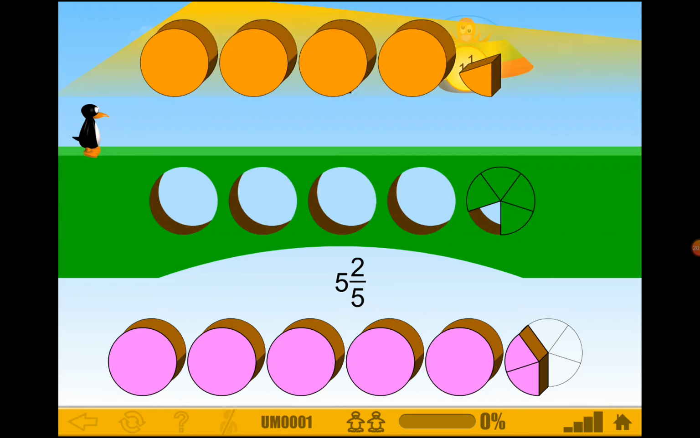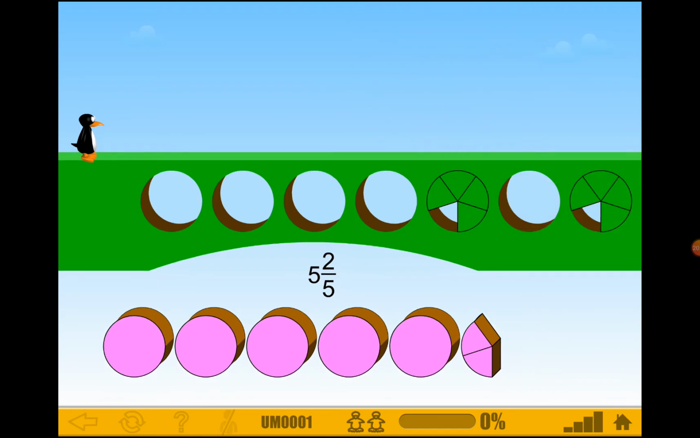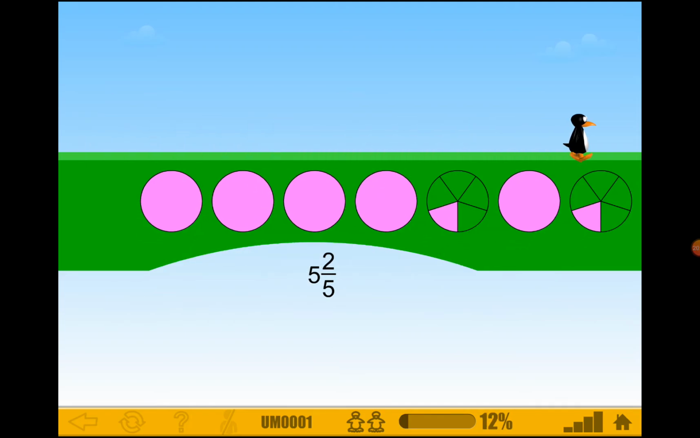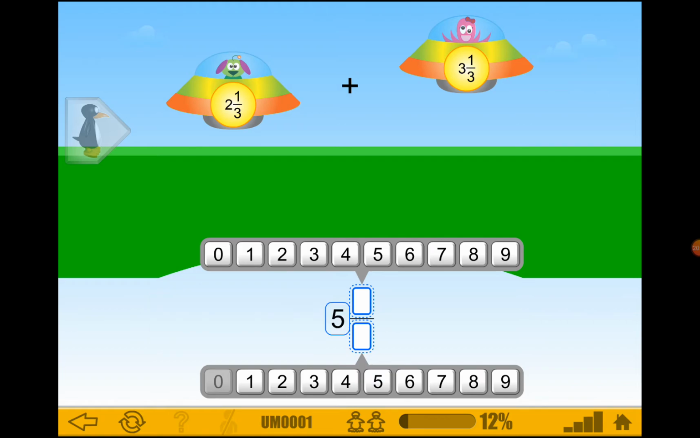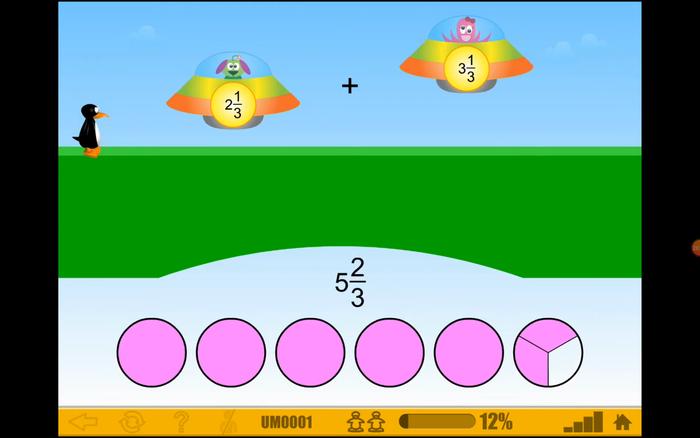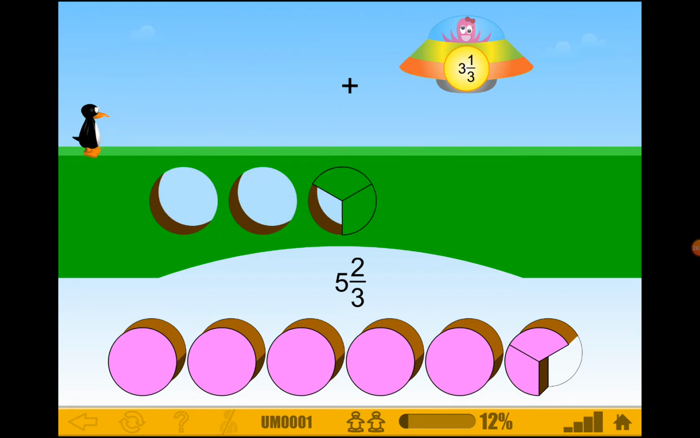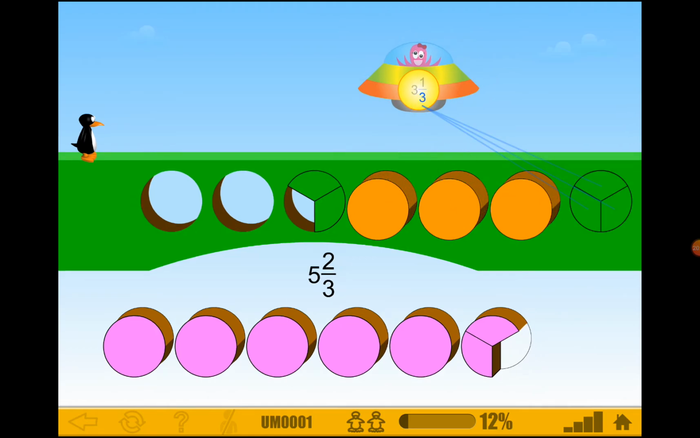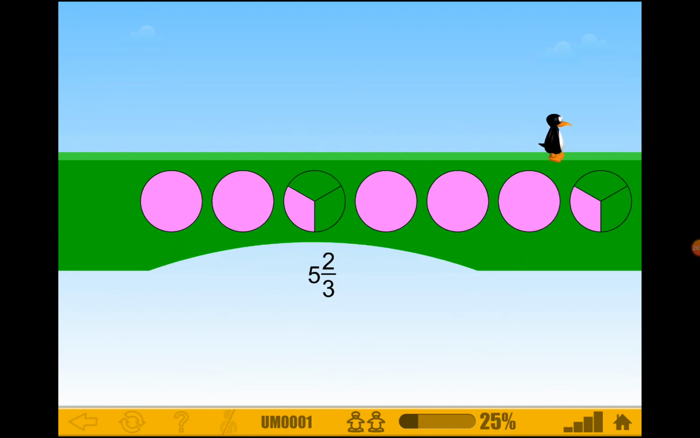5. Okay. Okay. 5, 2, or 3. So that means it would be 5, 2, over 3. Boom. Okay. So now I just gotta wait and wait and wait even more. Okay, good.